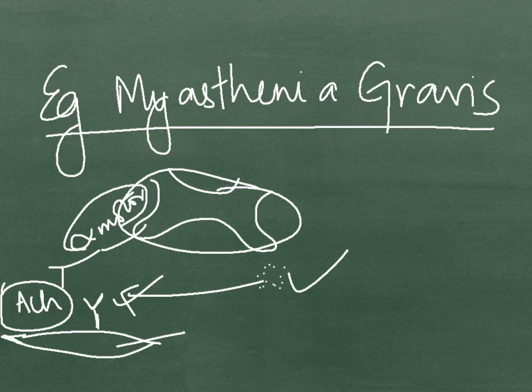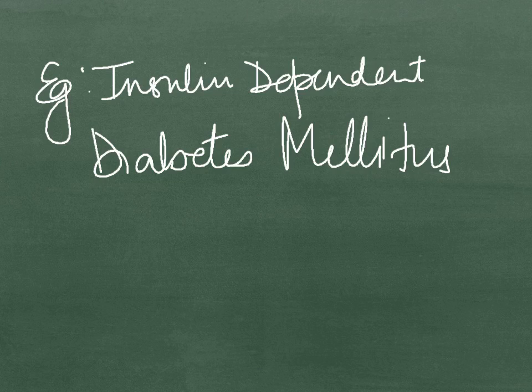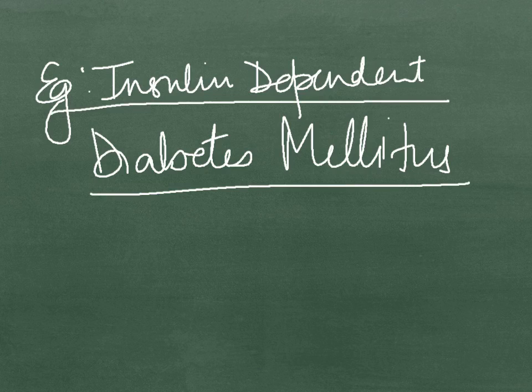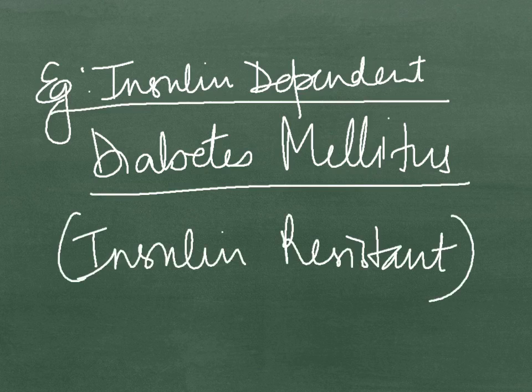Last example is insulin-dependent diabetes mellitus, whose mechanism is quite similar to that of myasthenia gravis. This disease is also known as insulin-resistant diabetes mellitus. As a result, hyperglycemia as well as ketoacidosis takes place.